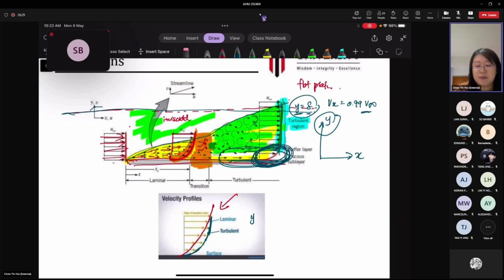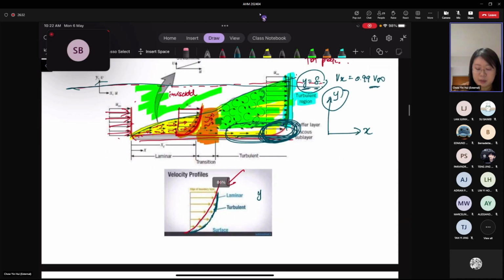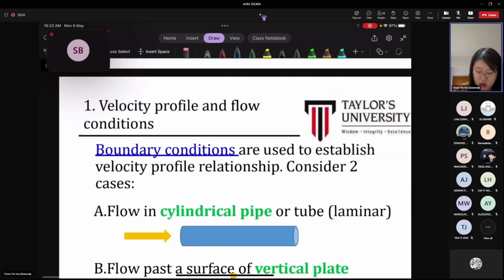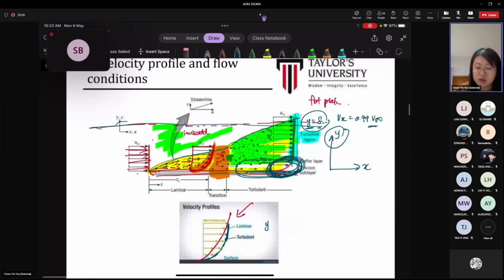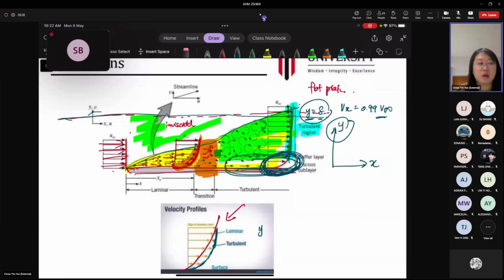All right, okay. So before I move on to talk about the flow condition, do you have any questions about the velocity profile now? Any questions? You can put it in the chat area. Any questions, anyone? If it's all good, perhaps you can help to give a thumbs up so that I can confirm that we can proceed. Okay, great.